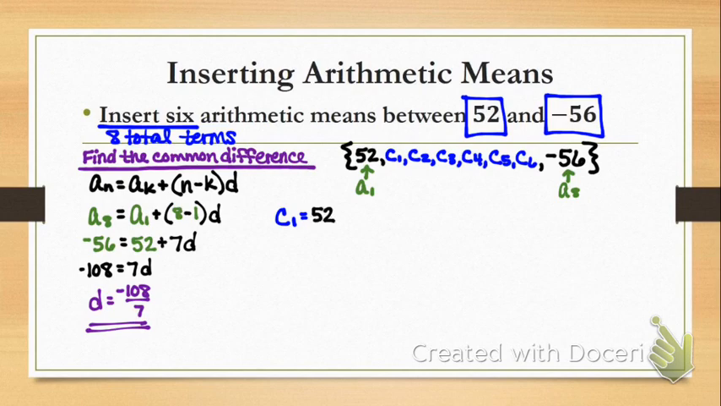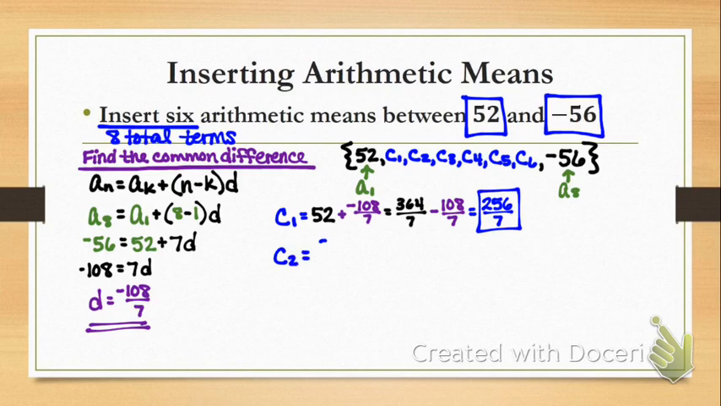We're going to take a sub 1, 52, and we are going to add negative 108 over 7. I need to write 52 with a common denominator. What is 52 times 7? 364. So 364 over 7 minus 108 over 7, which would give us what? 256 over 7. So there's the second term in the sequence.